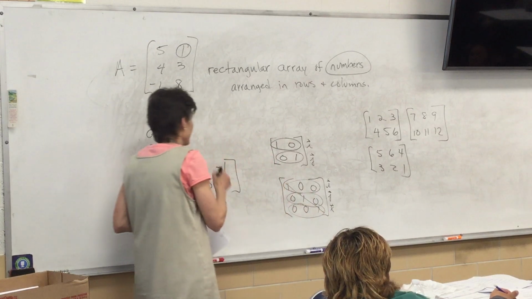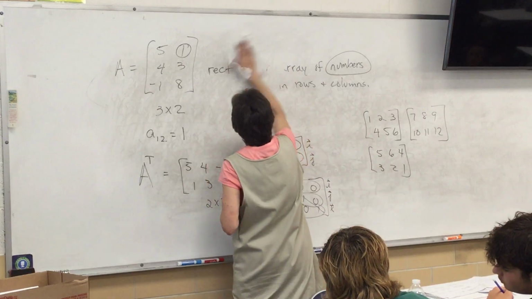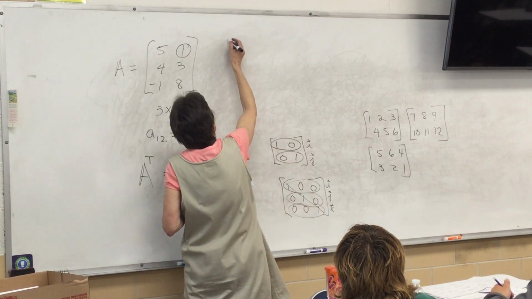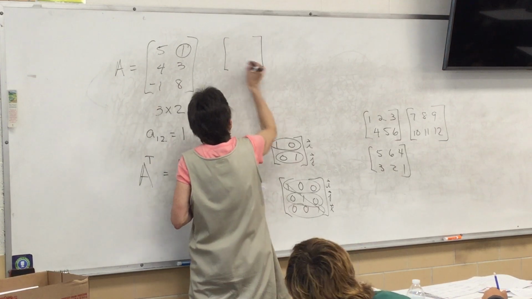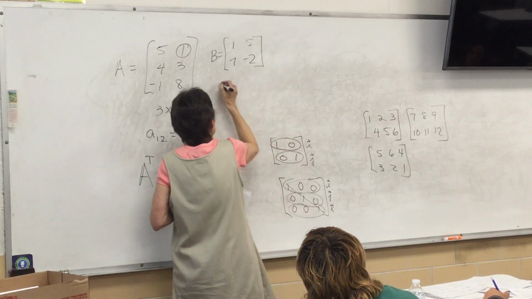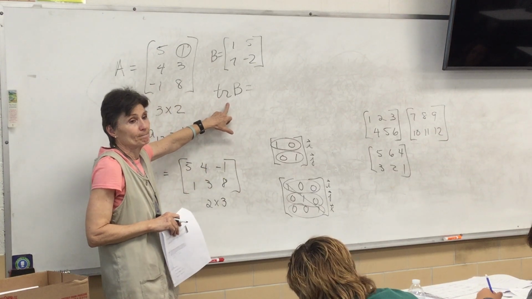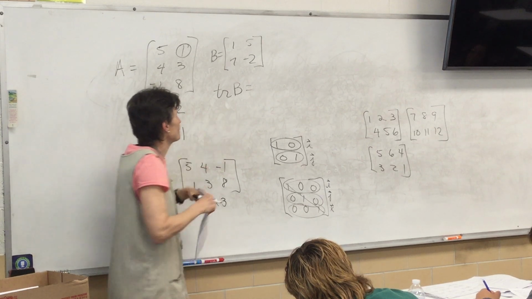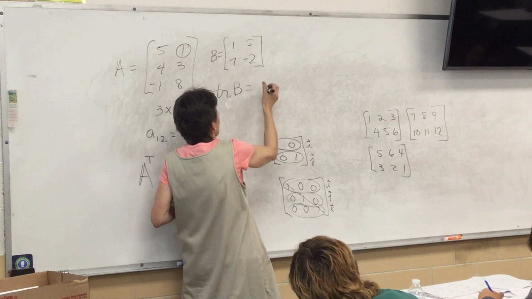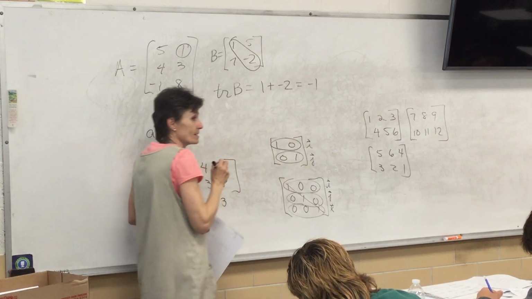The trace of a matrix, well, I can't do it with this one. To have a trace, a matrix must be square. So that's the first rule, gotta be square. And then, let me put a square one up here. Let's say this is matrix B: 1, 5, 7, -2. The trace of B, denoted with a TR out in front, means the trace of the matrix, is the sum of the entries on the main diagonal. So that would be 1 plus -2, the sum of these guys right here. So the trace is -1.